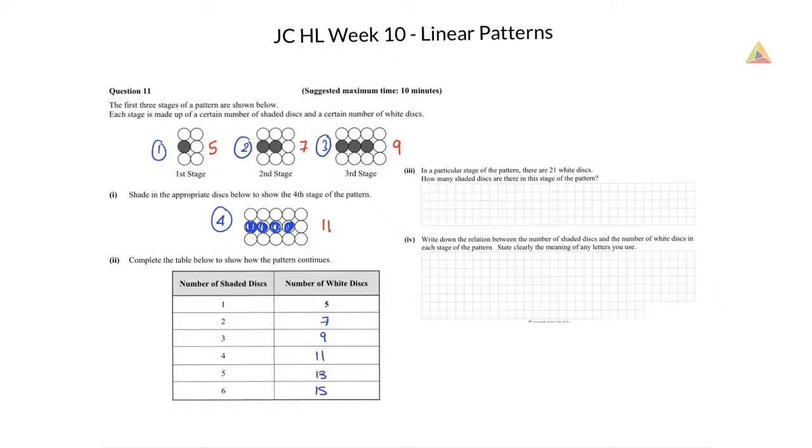In a particular stage of the pattern, there are 21 white discs. How many shaded discs are there in this stage of the pattern? Now, if you wanted to continue on the table, you could do it this way. So I'm going to do that up here.